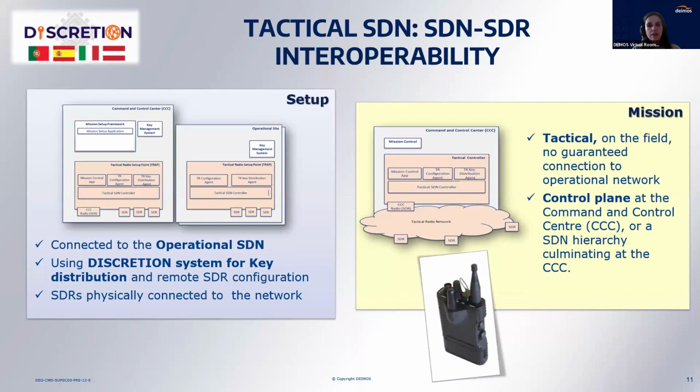In the mission phase, which takes place in a tactical environment, it is assumed that all the pre-configurations were applied properly in the setup phase. Then during the mission phase, the radios will establish a control network with the command control center, which is composed of the device, the tactical controller, and the mission control application. The mission control application will manage the network based on situational awareness, applying the tactical policies and constraints that were defined.